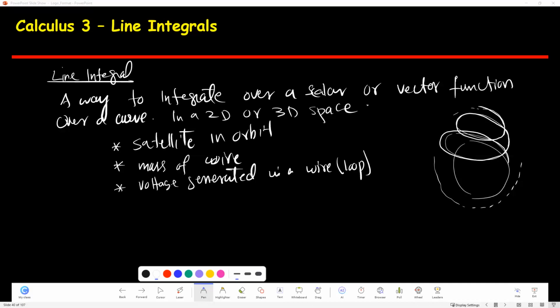Okay, the line integral can be of two different kinds. The first one is called scalar field and then vector. I'm going to say scalar, the line integral of a scalar field or scalar function. The other one could be vector.